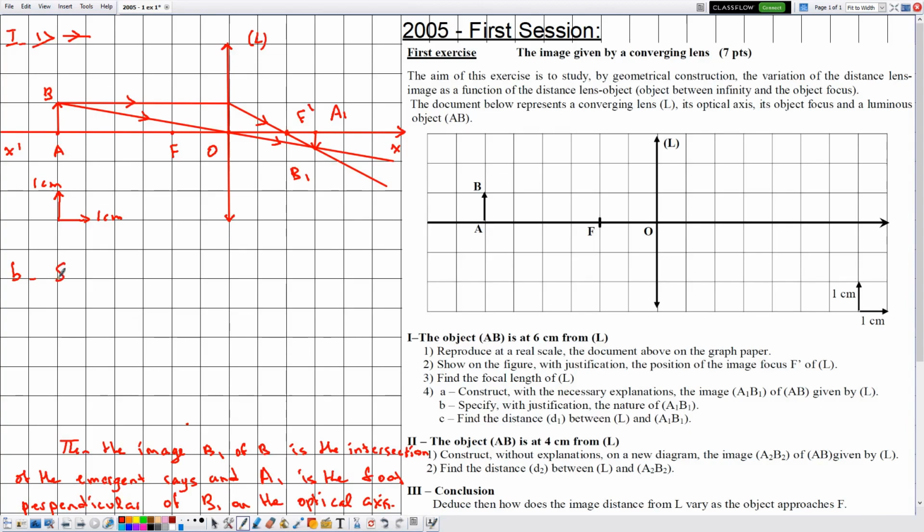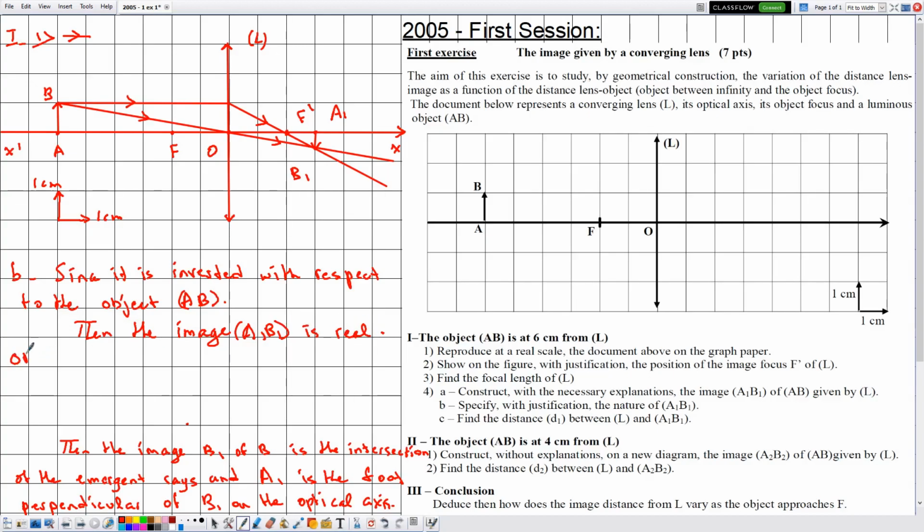Then let's say since it is inverted with respect to the object AB, then the image A1, B1 is real.